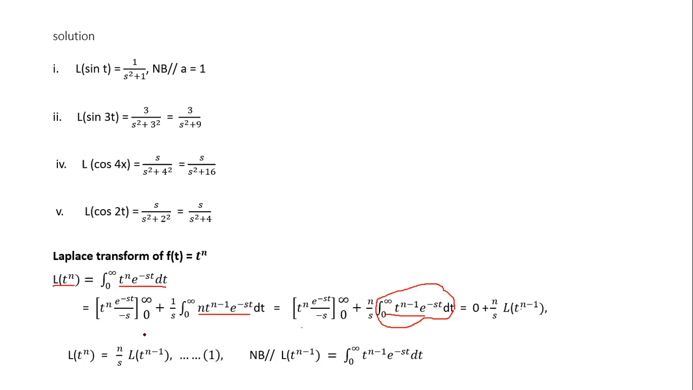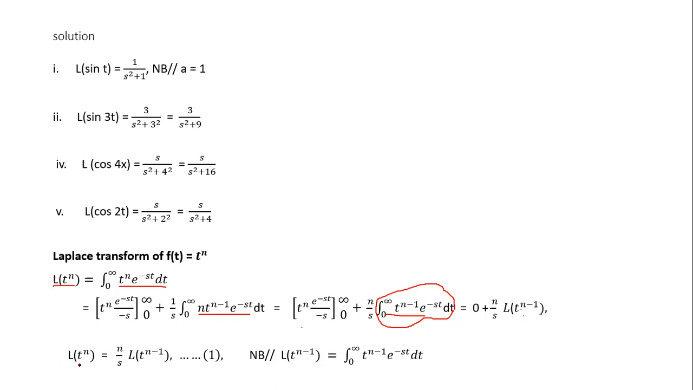So when we evaluated this portion, it gave us 0. The whole thing gave us 0. You should know why, because when you put infinity there, the top becomes 0, and when you put 0 also there, the top also becomes 0, because we have a t here. So the whole thing will be 0. Now plus, we have this, and we have transformed this one also in the form of n over s, Laplace of t power n minus 1. So you get that one.